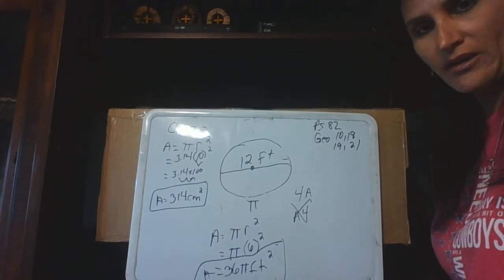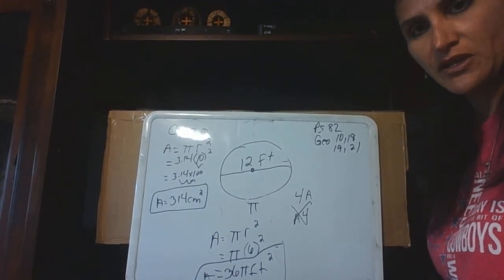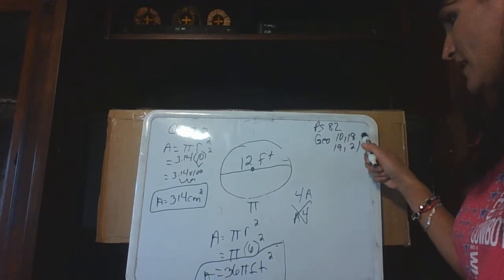Okay? Alright, so that concludes our lesson. It should be fairly simple. The geometry is number 10, 18, 19, and 21.